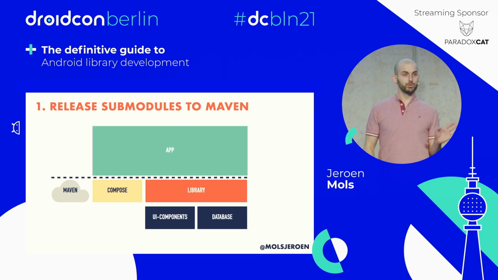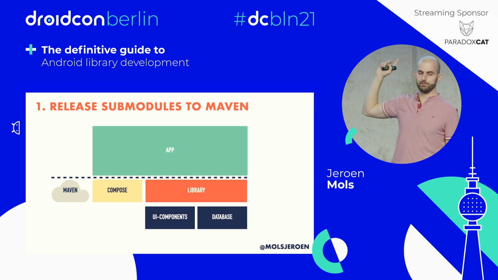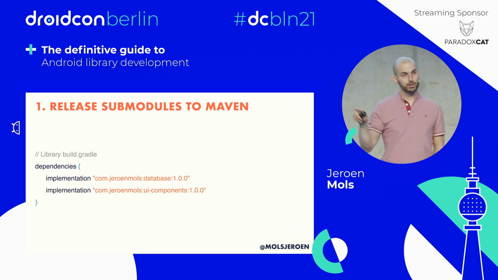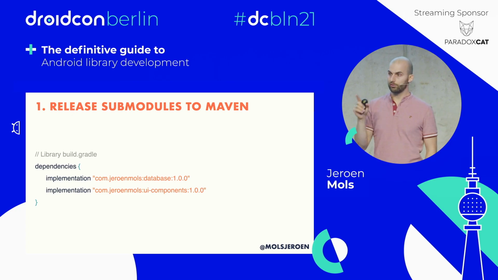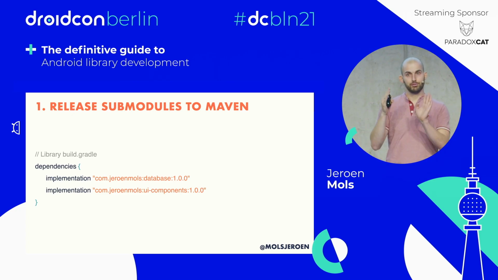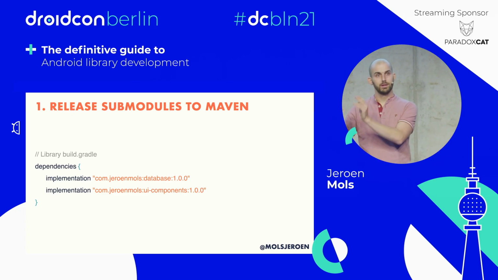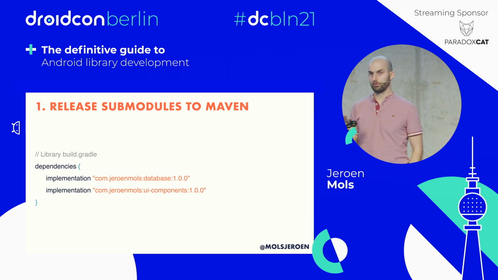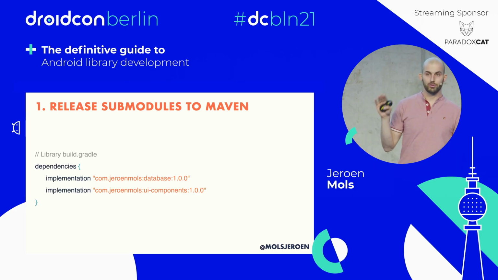The first thing we could do is, instead of only publishing our library to Maven, we could also publish the other 2 submodules to Maven. So we also publish UI components and database, and we change the code in the build.gradle file of our library, and we say, instead of using database as a submodule, directly consume it through Maven. Now, this will work, and it will work fine. The AndroidX libraries are a living example of that. There are other companies like Square who are doing this. But there are a few challenges.